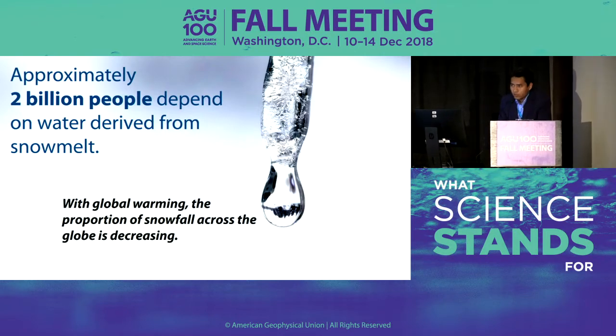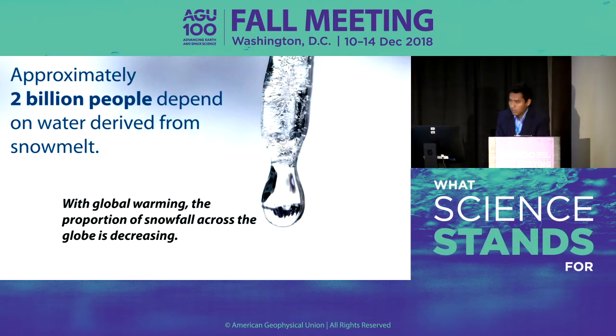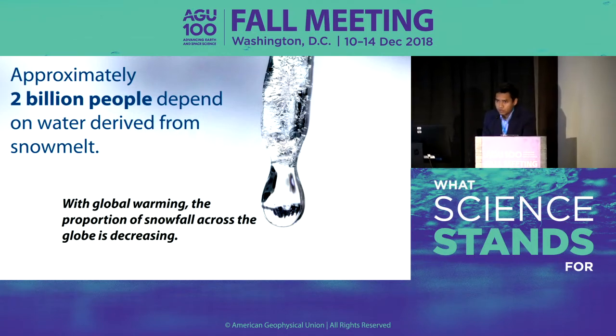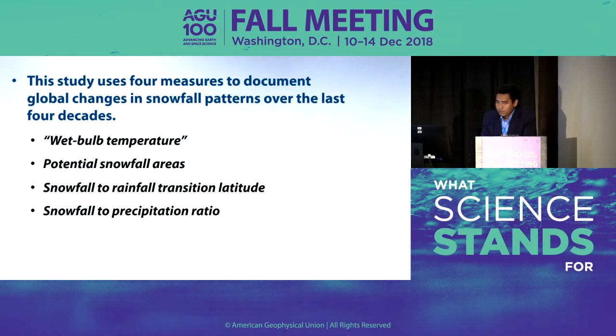So currently in the world, about 2 billion people depend on water which is derived from snow melting. And with global warming, we found that the snowfall proportion across the globe is decreasing, thus risking their life. In this study, we use 4 different measures to track how the global snowfall is changing during the last 4 decades, from 1979 to 2017, which are wet bulb temperature, potential snowfall areas, snowfall to rainfall transitional latitude, and snowfall to precipitation ratio.